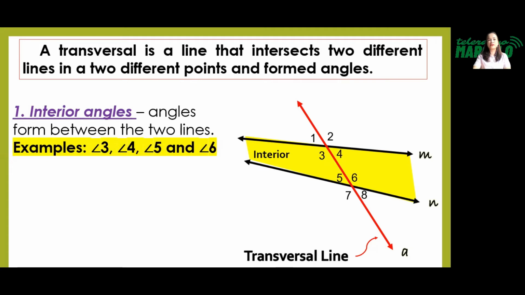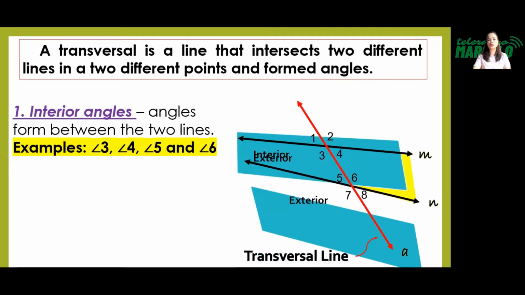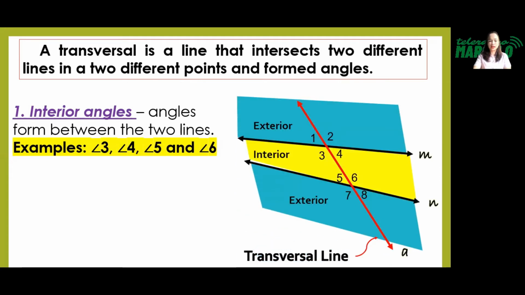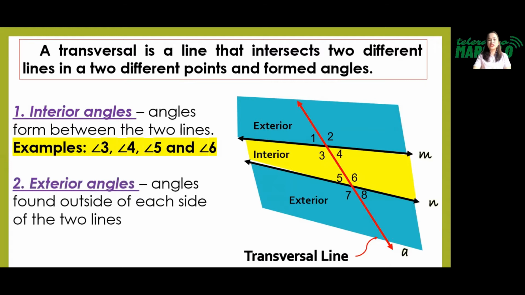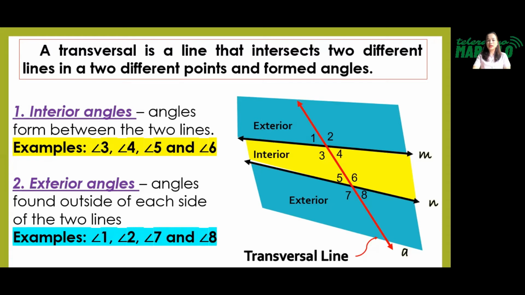Of course, if we have the interior part, we also have the exterior part, which is the space outside the two lines. And then again, we have the exterior angles. Angles found outside of each side of the two lines. So what are those angles found outside of each side of the two lines? Those are angles 1, 2, 7, and 8.